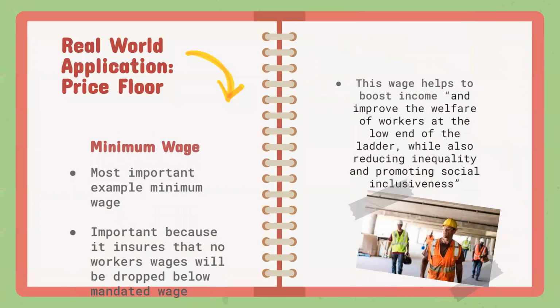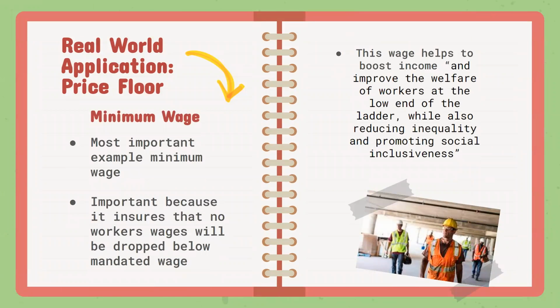To get into some real world application. For the price floor, the most important example is minimum wage. It is so important because it helps to ensure that no workers' wages will drop below a mandated wage. The wage also helps to boost income and improve the welfare of workers at the low end of the ladder, while also reducing inequality and promoting social inclusiveness, which is so important with the social class divide that we see in America today, to help diminish it.